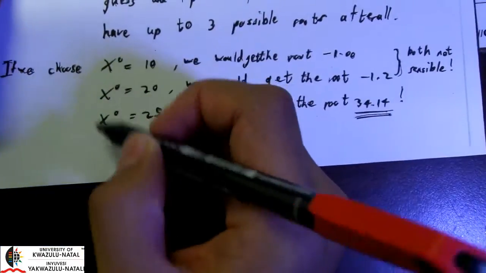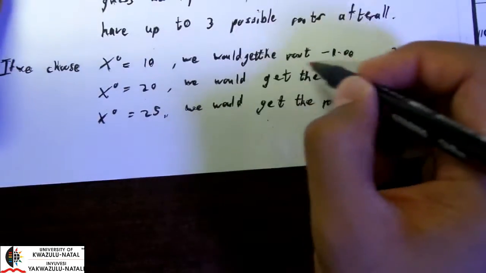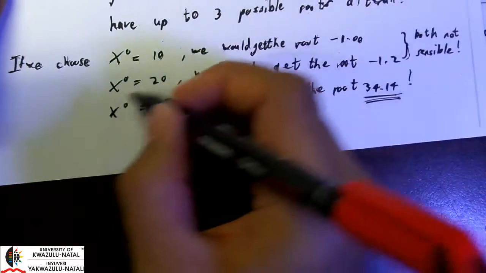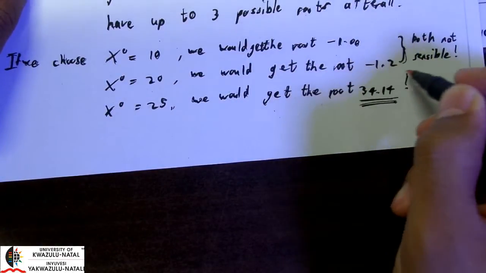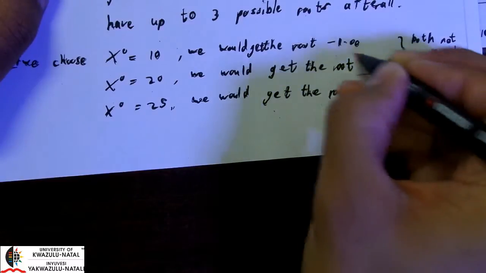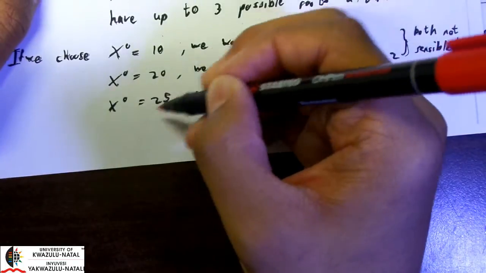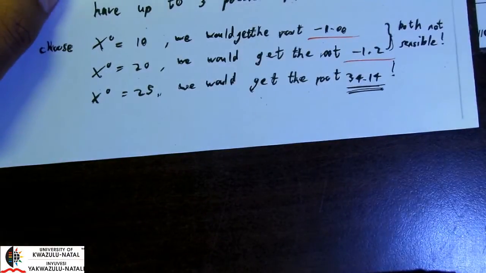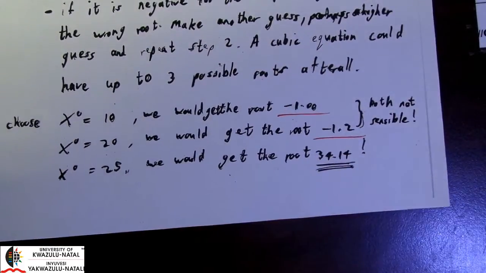Okay, so let's look at some guesses. Note that if we guessed x0 to be 10, and we go through our Newton-Raphson method, we'll end up with a root of -1. If we guessed an x0 of 20, we'll end up with a root of -1.2. Now both of these roots are not sensible. However, if we guessed a root higher than that, x0 being 25, we get a root of 34.14, and that is sensible. Okay, so this is obviously a sensible root.